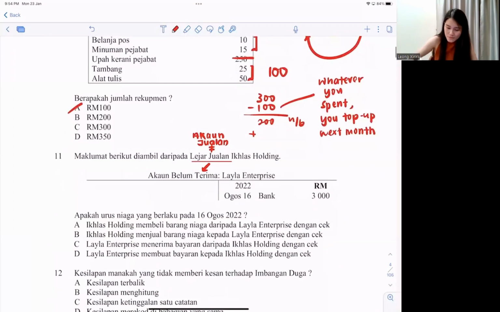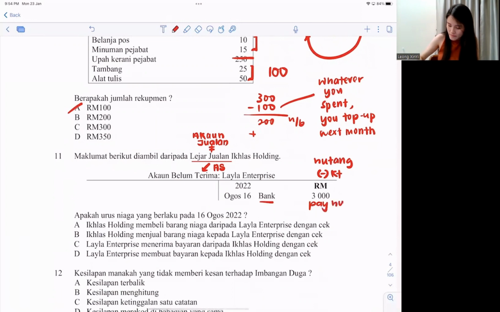Okay. Now Leila and the price, we can see it on the credit side. Now ABT is the type of aset semasa. So credit means minus. Okay. What does it mean? Hutang pelanggan berkurang. Why berkurang? There's a bank here. Means they're paying. Is that okay? They're paying their hutang. Alright, so here, Ikhlas Holding membeli barang niaga daripada Leila. Wrong. Guys, jual. We sell, okay? No beli, no beli. No, wrong. Ikhlas Holding menjual barang niaga kepada Leila Enterprise dengan cek.